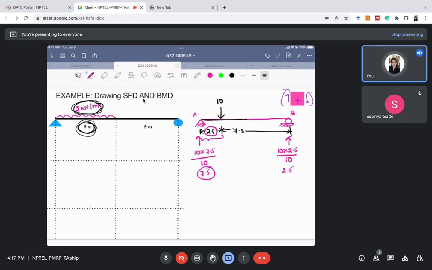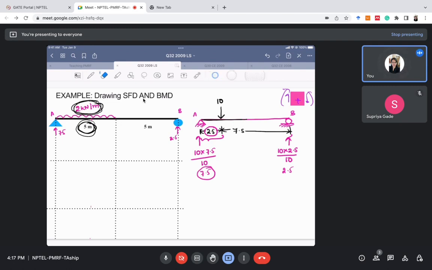Okay. So this is the method in which you can calculate the reaction whenever there is a point load. So first of all, I converted this uniformly distributed load into a point load, and then I calculated the reactions, which are 7.5 kilonewton for support A and 2.5 kilonewton for support B. So in this way you can quickly calculate the support reactions.